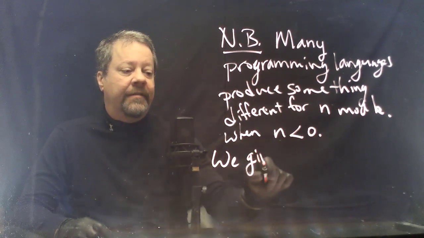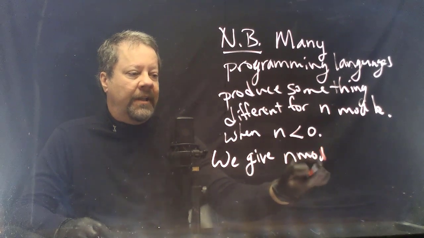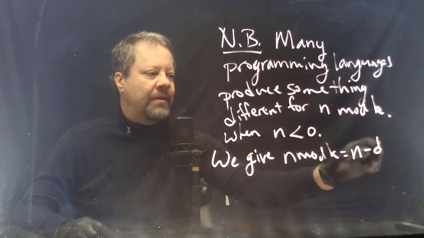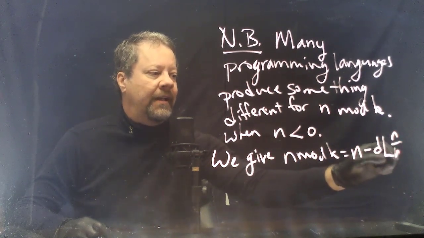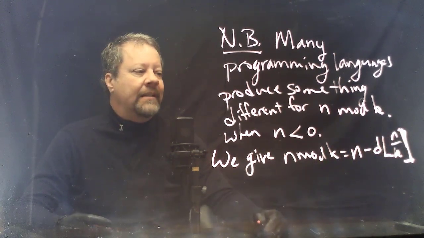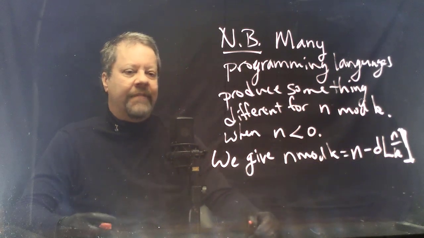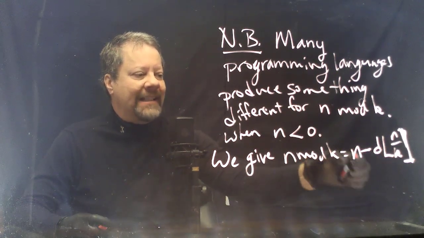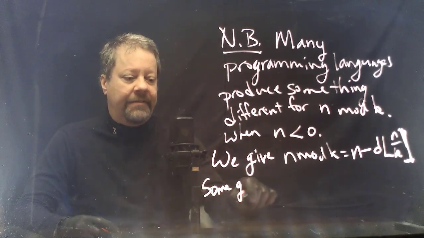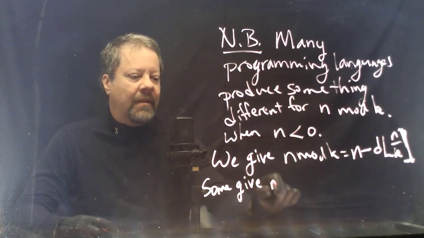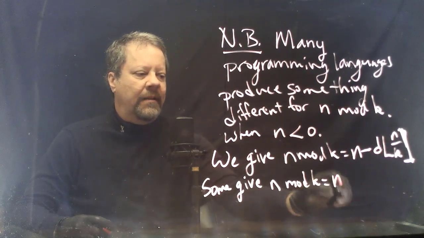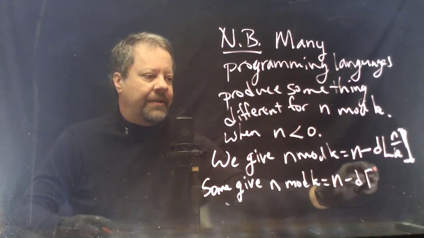What we give, in mod k, is n minus a certain number of multiples of k, using the floor function of n divided by k. How many times does k go into n? That's your quotient, quotient times your divisor, and we're subtracting that from n. Some languages give n mod k as instead n minus k times the ceiling function of n over k.